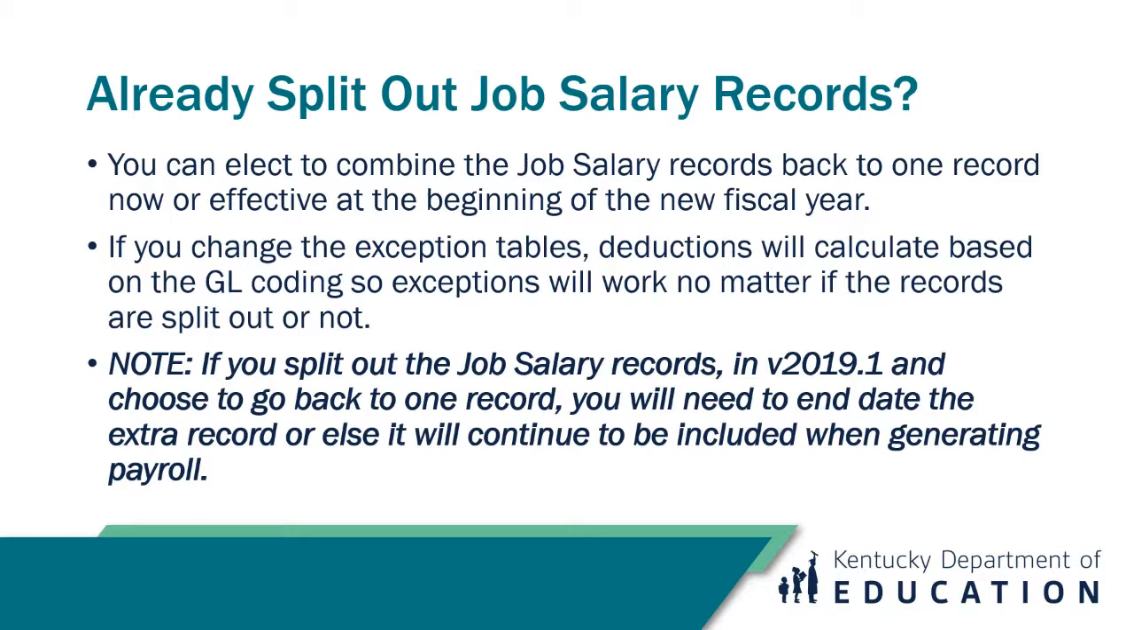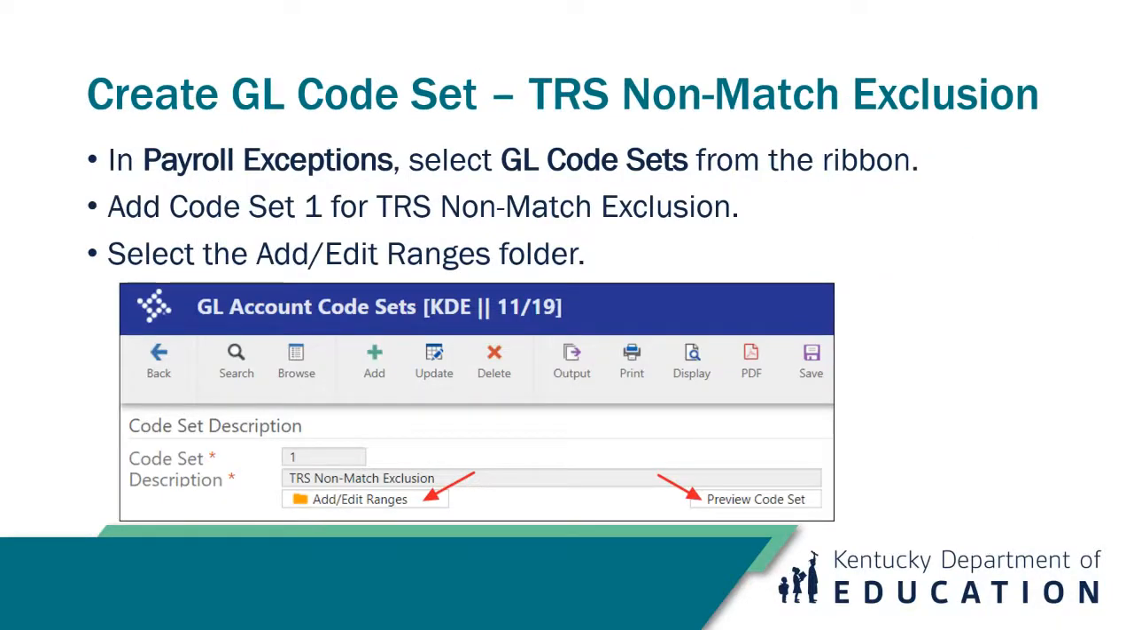So you can go ahead and set up these exceptions tables, and then at the beginning of the fiscal year have your job salary records kind of back to normal, where you only have one record for the base pay. And just note that if you already split out those records, you will need to end-date the extra record, or else it will continue to be included when generating your payroll. So like that extra record 4255 would have to be ended, or else it would still be considered active.